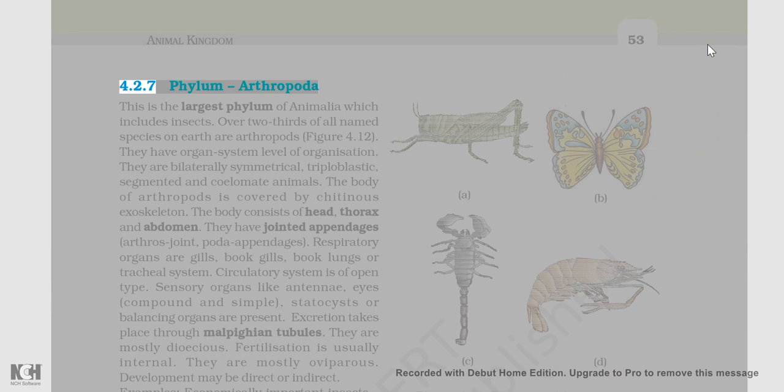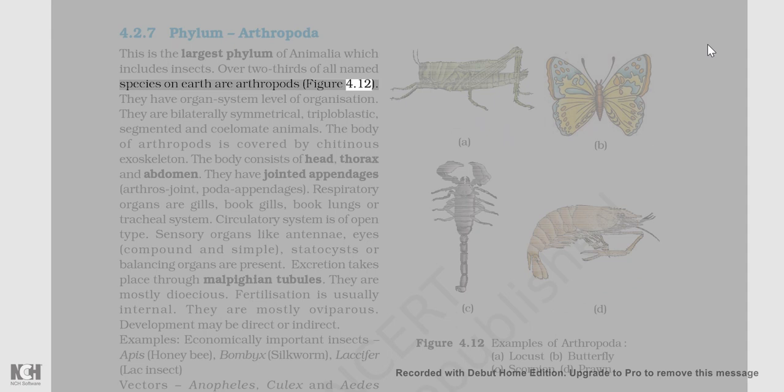4.2.7 Phylum Arthropoda. This is the largest phylum of Animalia, which includes insects. Over two-thirds of all named species on Earth are arthropods, figure 4.12. They have an organ system level of organization. They are bilaterally symmetrical, triploblastic, segmented and coelomate animals.